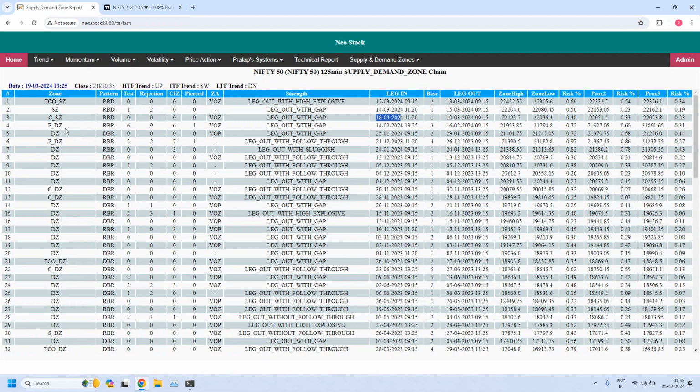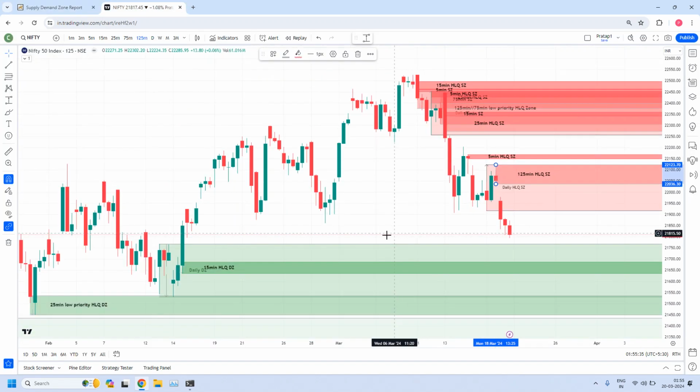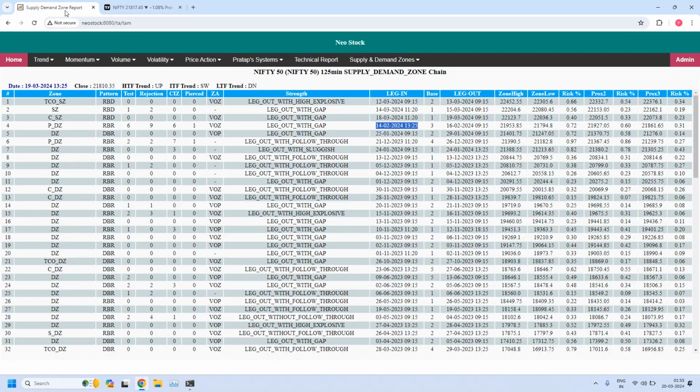And anything else? Today a zone is pierced, 14.2 at 13.25. We already deleted that, right? Fourteenth, 13.25. This one we deleted, so nothing to worry. This one is a pierced zone, we deleted. And no other changes here.